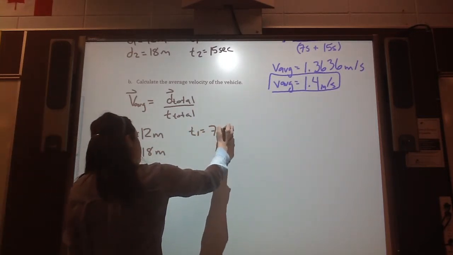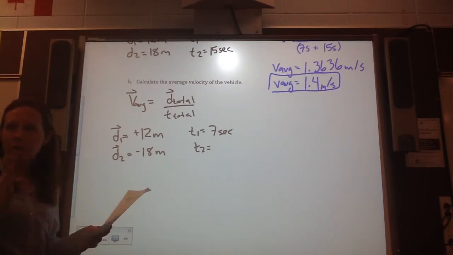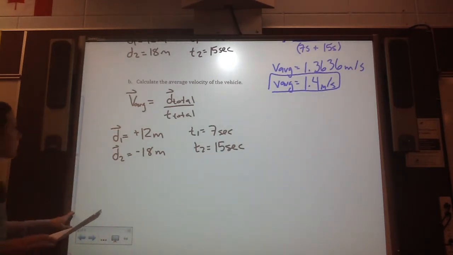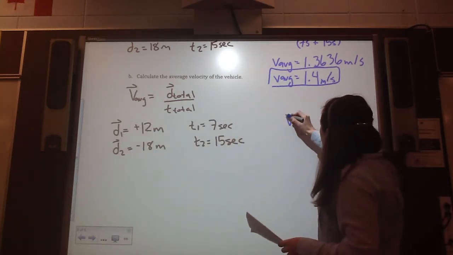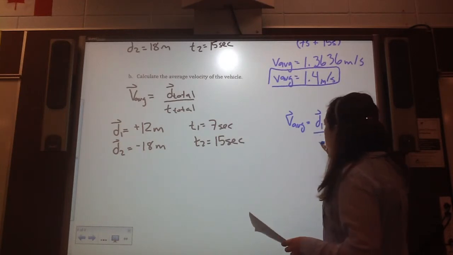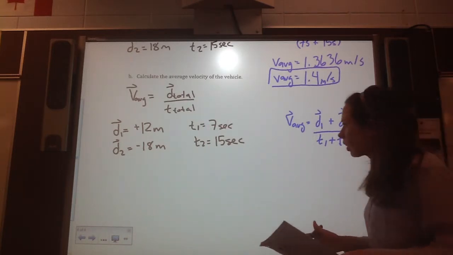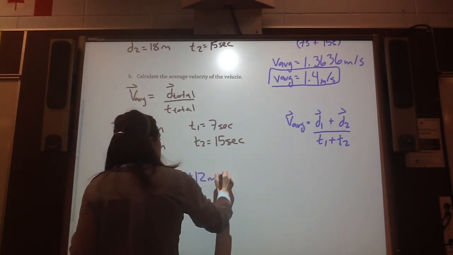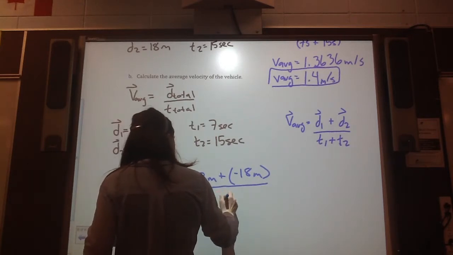T1 is still the same, it's 7 seconds, because our time never changes and we don't ever need to put a negative or a positive to it. Time is just one direction. So T1 is 7 and T2 is 15. So now again, I can be more specific about my equation. V average is equal to D1 plus D2 divided by T1 plus T2. So V average is equal to positive 12 meters plus negative 18 meters, all divided by 7 seconds plus 15 seconds.